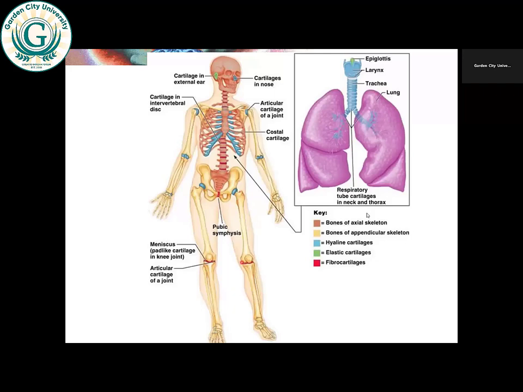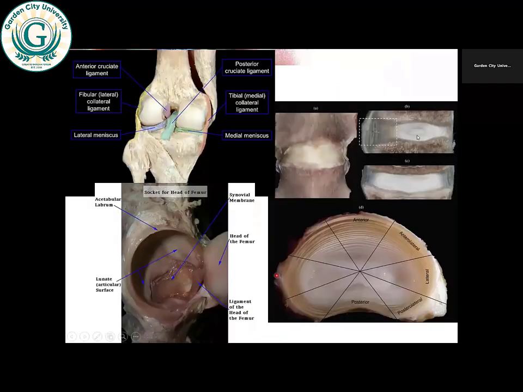Now this image here is showing us the intervertebral disc. This is the intervertebral disc. This is the meniscus. This one they colored it. This is a meniscus, a fibrocartilage. The intervertebral disc is a fibrocartilage.